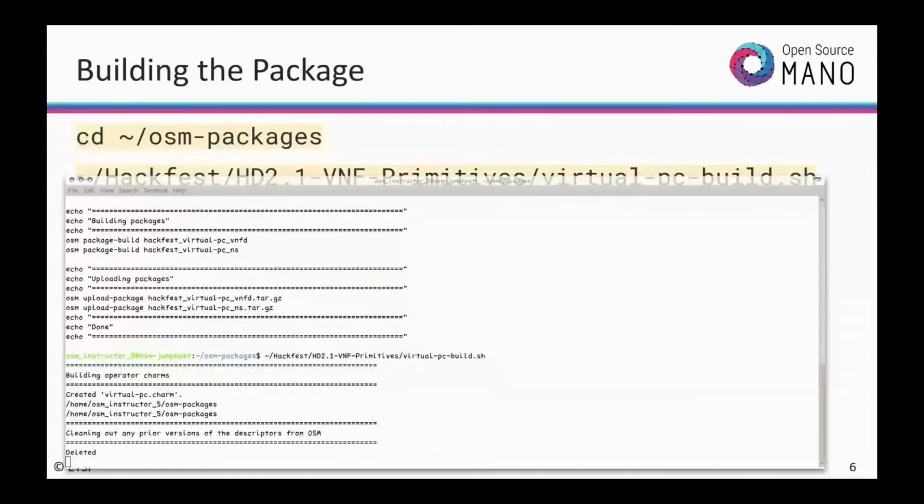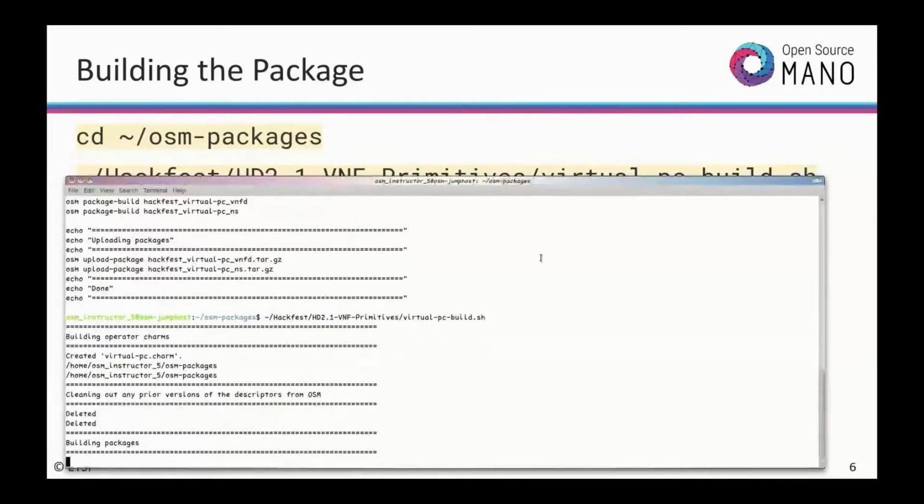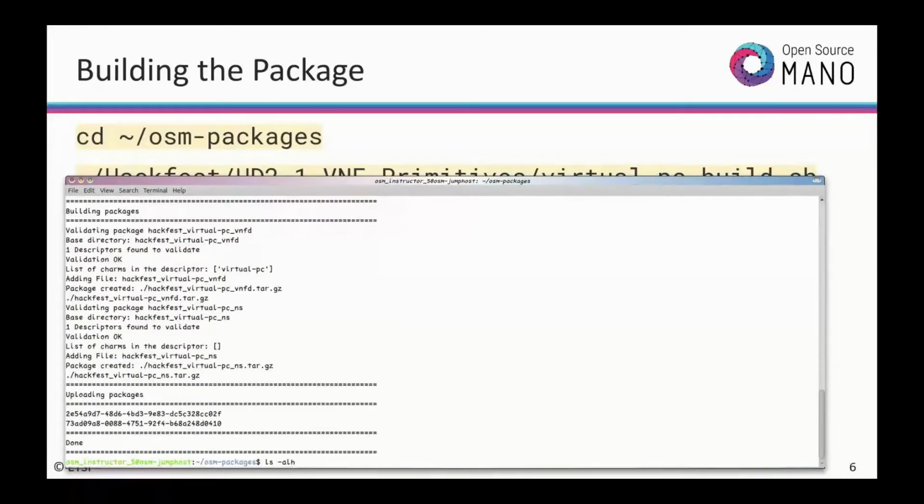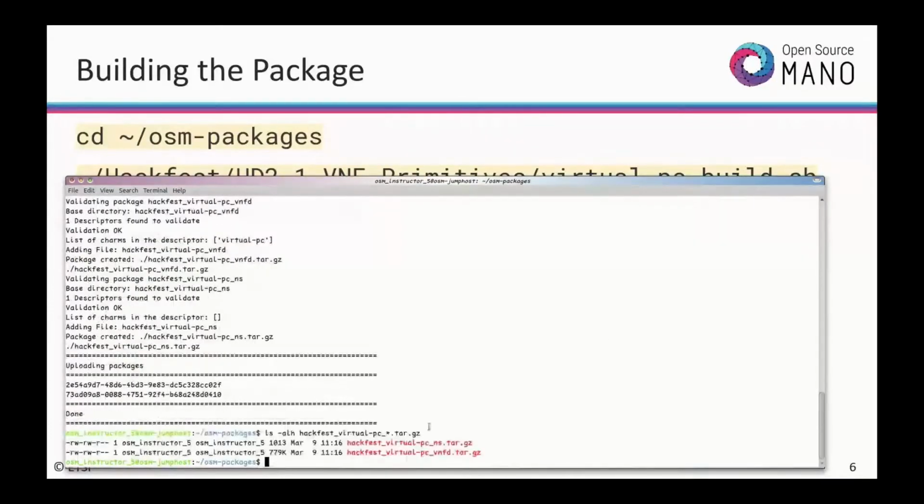I can see there looks like there's a lot of people who are currently also running the script, which is great news. Hackfest virtual PC star.tar.gz. So at the end of it, we can see we've got the network service descriptor that is about 1K in size, and the VNF descriptor, which is almost 800K in size.